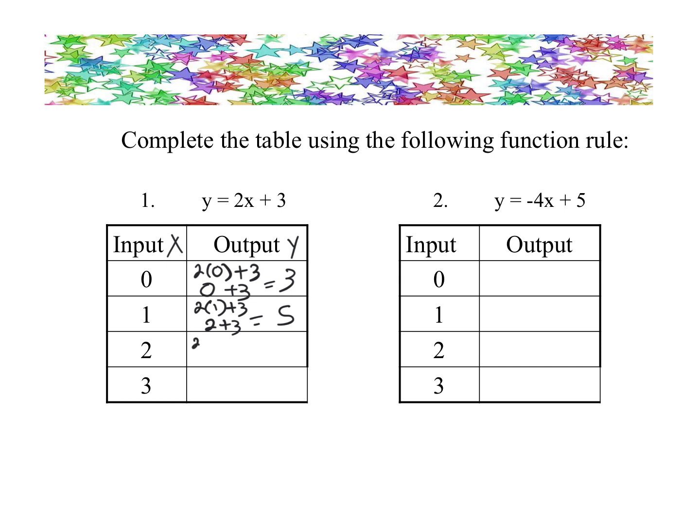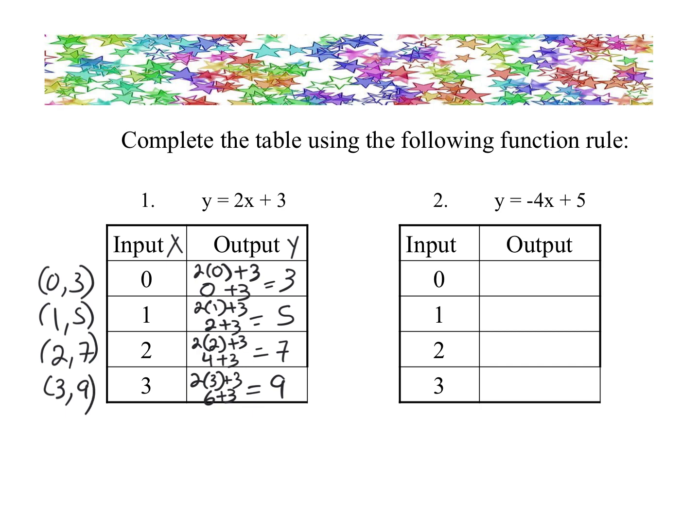Then we're going to get input 2. 2 times 2 plus 3 is 2 times 2 is 4, plus 3 equals 7. And then we have 2 times 3 plus 3. So it's going to be 6 plus 3 equals 9. So your input being the x and the output being the y, you're going to get an ordered pair of 0, 3, of 1, 5, of 2, 7, and of 3, 9.